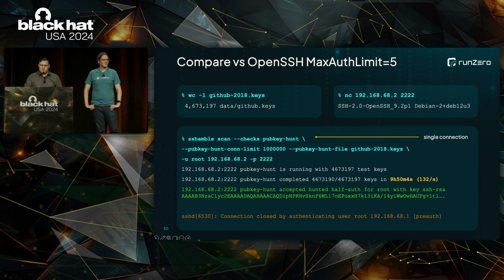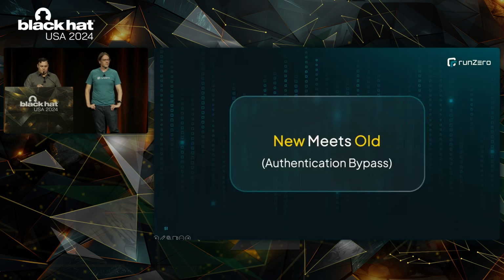So we do the exact same attack, but this time against an OpenSSH box. You'll notice that we only did 132 per second because we're having to constantly reconnect. And each time you reconnect, you have to do the key exchange, and it's kind of slow and annoying. So there's a turbo mode key grinder.